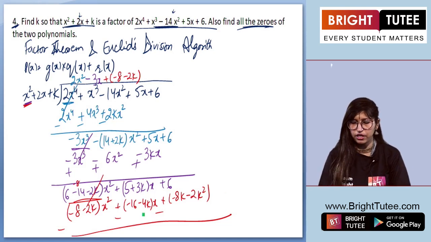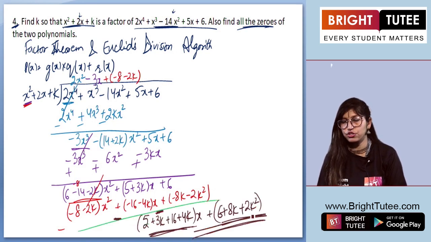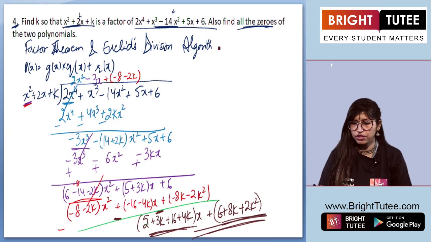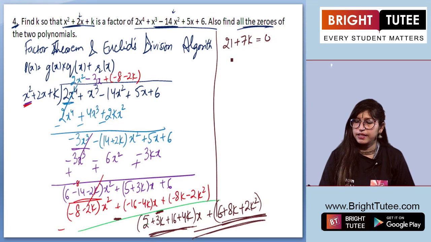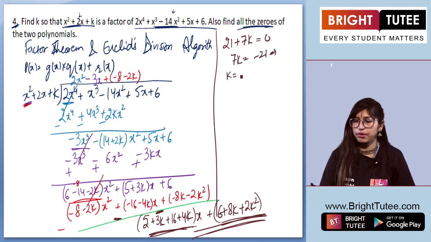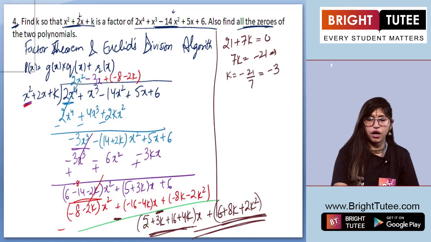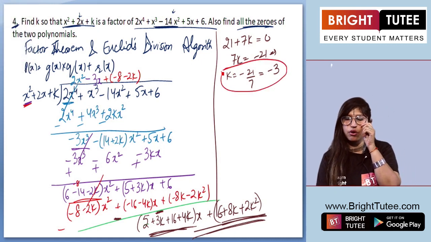So if I check the value of x, I'll be getting 5 plus 3k plus 6. Then this and this should be equal to 0. Now I'll be getting 5 plus 16 is 21 plus 7k equals 0, which means that 7k equals minus 21, which means k equals minus 21 by 7, which is minus 3. So we found out the value of k. So k is minus 3, which we got.